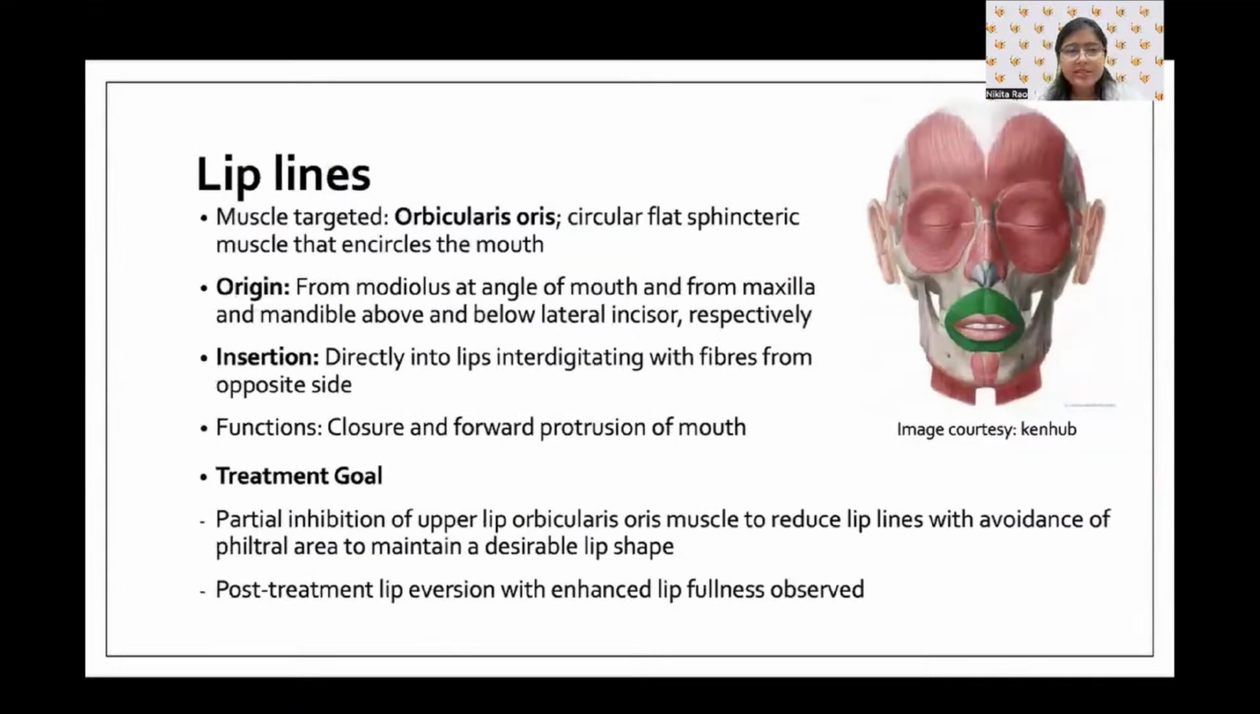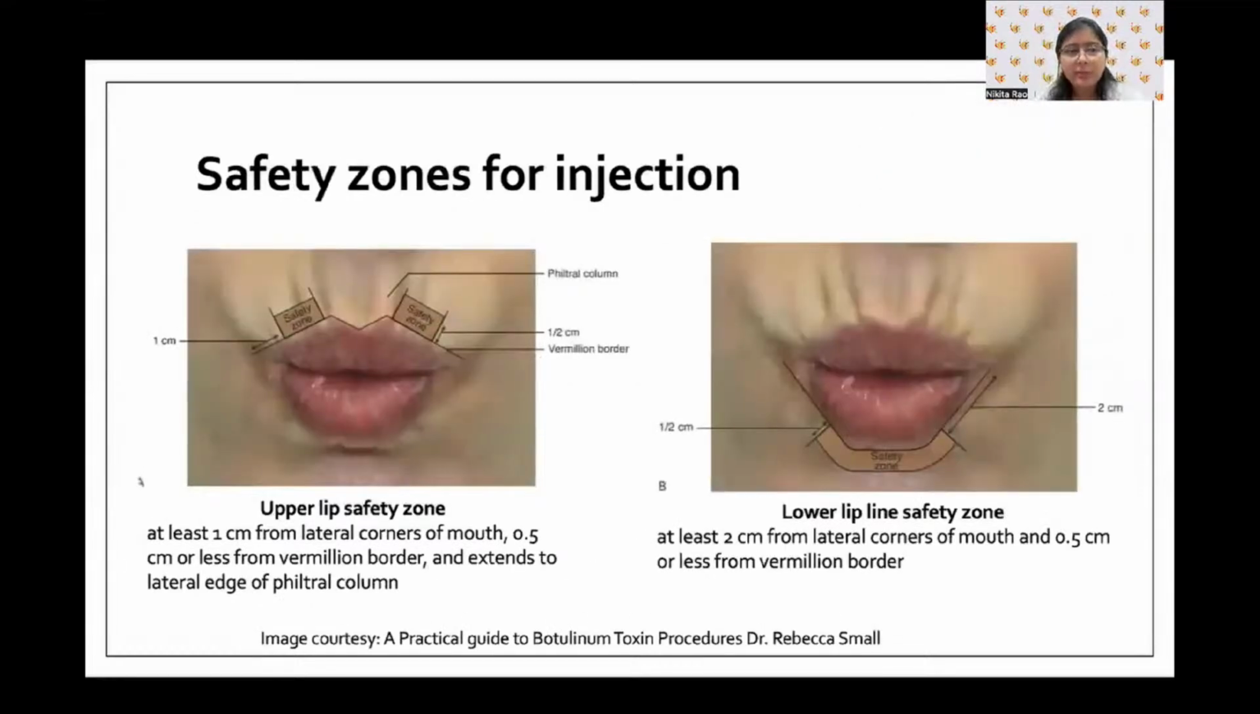The muscle targeted here is the orbicularis oris, which is a circular flat sphincteric muscle that encircles the mouth, originating from the modiolus at the angle of the mouth and from the maxilla and the mandible above and below the lateral incisor respectively. It inserts directly into the lips, interdigitating with the fibers from the opposite side, thereby causing closure and forward protrusion of the mouth. The safety zones for the upper lip injection into the orbicularis oris are 1 centimeter lateral to the oral commissures, within 0.5 centimeter or less from the vermilion border, and laterally and medially by the lateral edge of the philtral column.